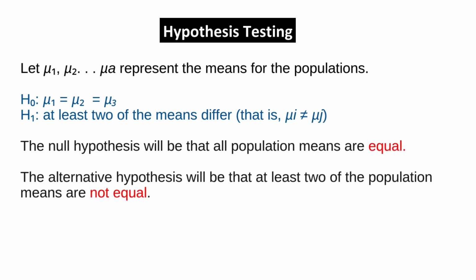If the test results in a statistically significant difference, the null hypothesis is rejected, and it can be concluded that at least two of the population means are not equal. If the test is not statistically significant, the null hypothesis is not rejected, and there is not enough evidence to conclude that the population means differ.